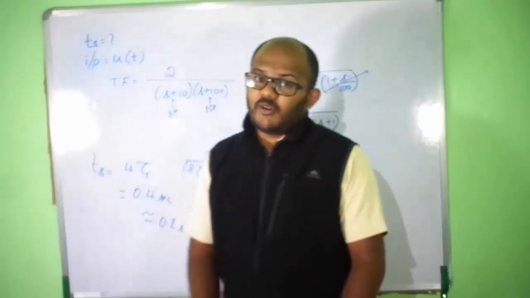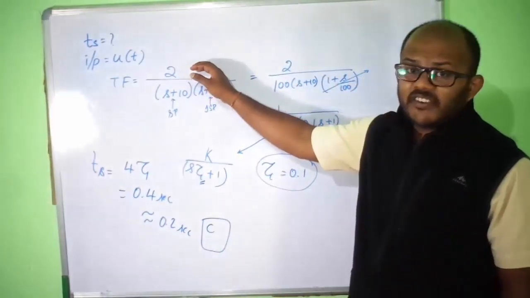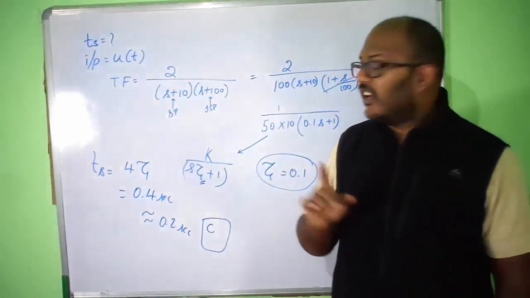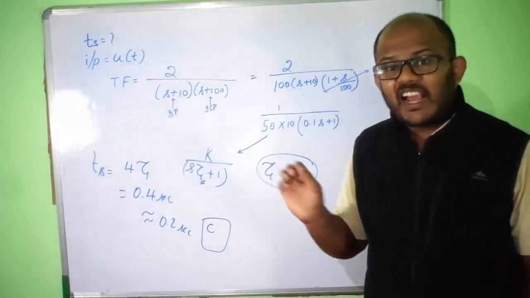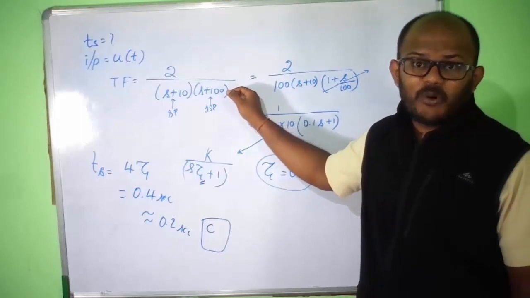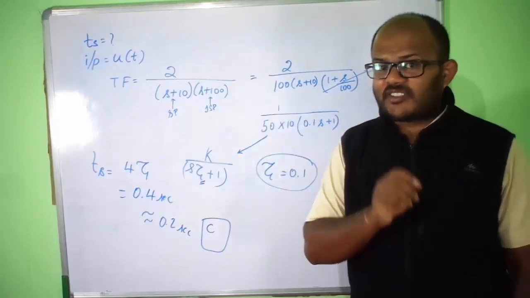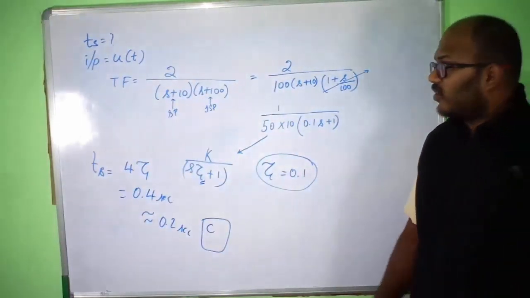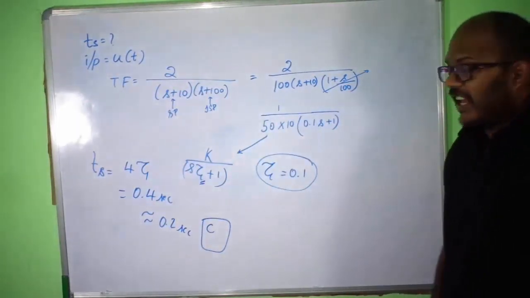Able to follow? Now, whenever they have given the transfer function, please make sure that you talk about the significant pole and insignificant pole. And when you are eliminating the insignificant pole, you have to maintain the gain as constant. So this is very, very important. This kind of question you will be expecting in GATE exams.